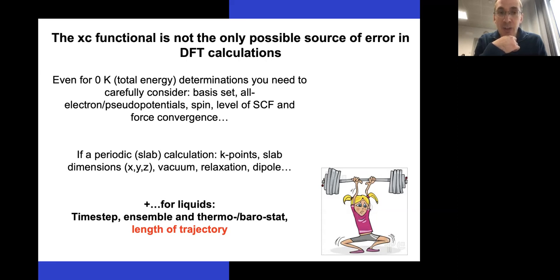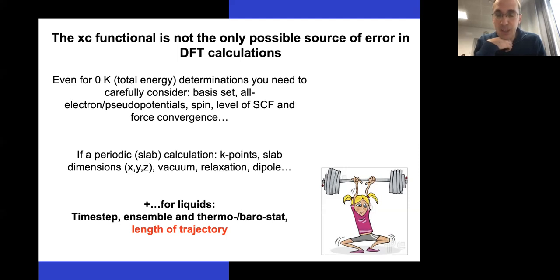And you know, even at zero Kelvin, we need to think about things like the basis set, pseudopotentials, and so on. Then when it comes to liquids, to doing molecular dynamics, we have a whole new set of issues that we have to think about. These are not limited to, but include the time step by which we evolve our molecular dynamics trajectory, the ensemble, the thermostat or barostat, and also the length of the trajectory.